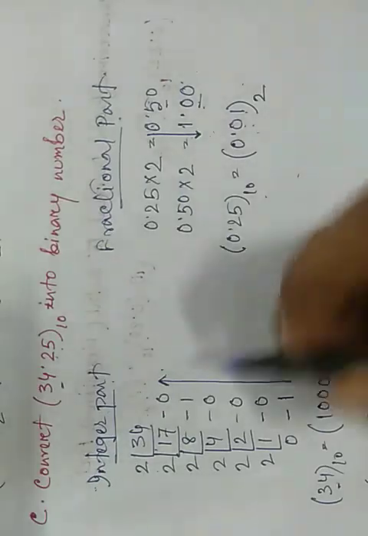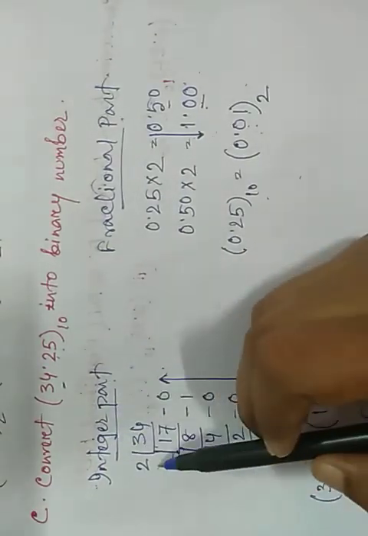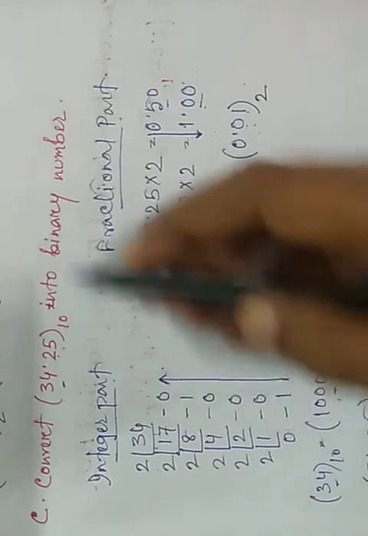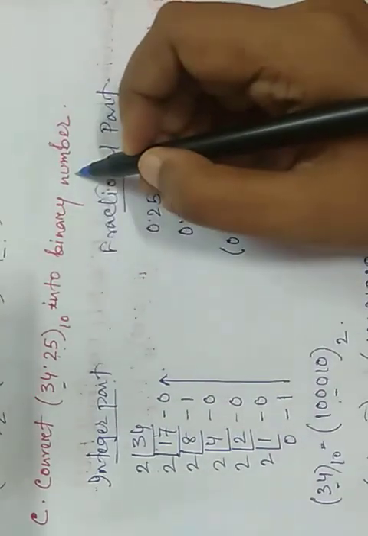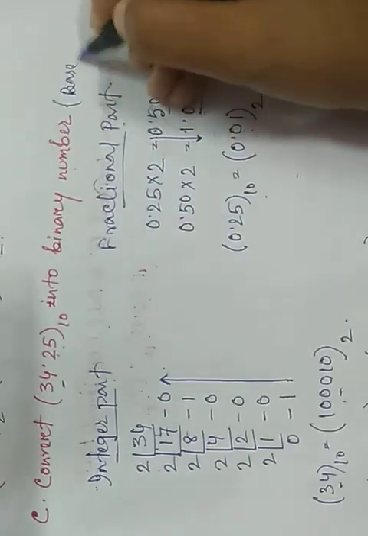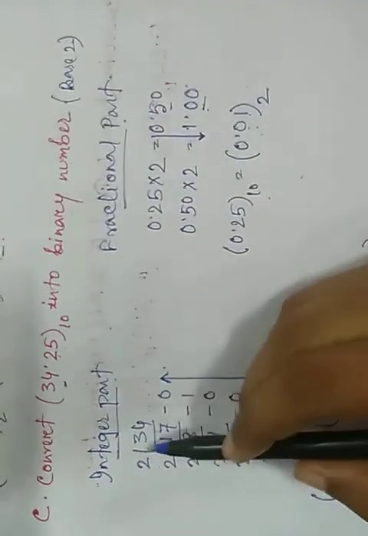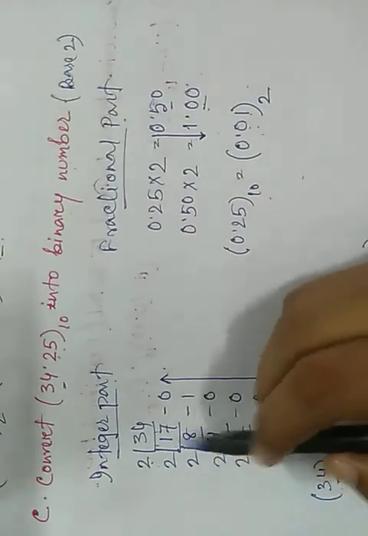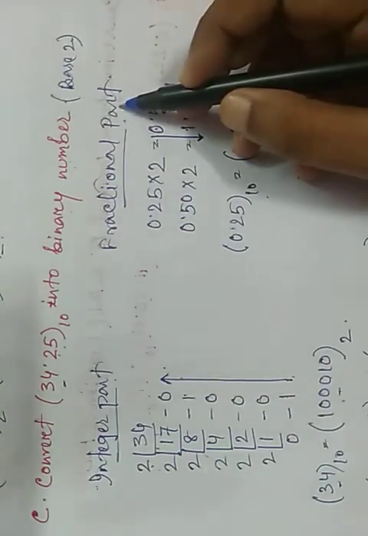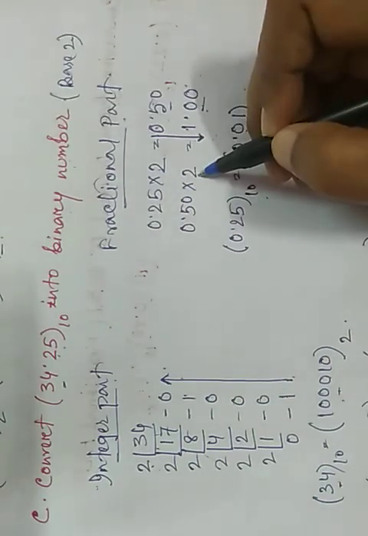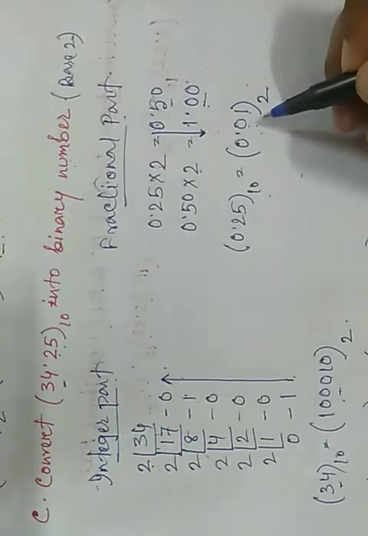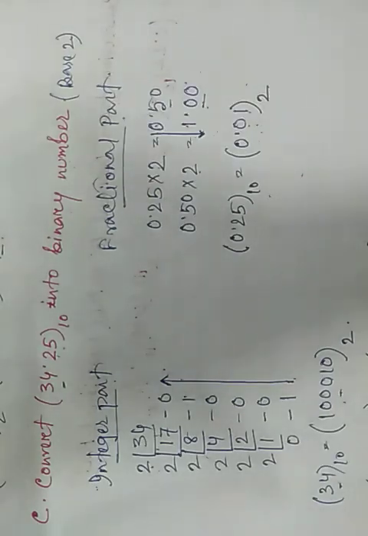Whenever we have to convert the integer part, we have to divide the decimal number by the base of the system. As it is converted into the binary number system, that means its base is, we know, base 2. So we have to divide the integer part by 2 and take the remainders from downward to upper direction, and for the fractional part we have to multiply it by 2 and take the integer portion.